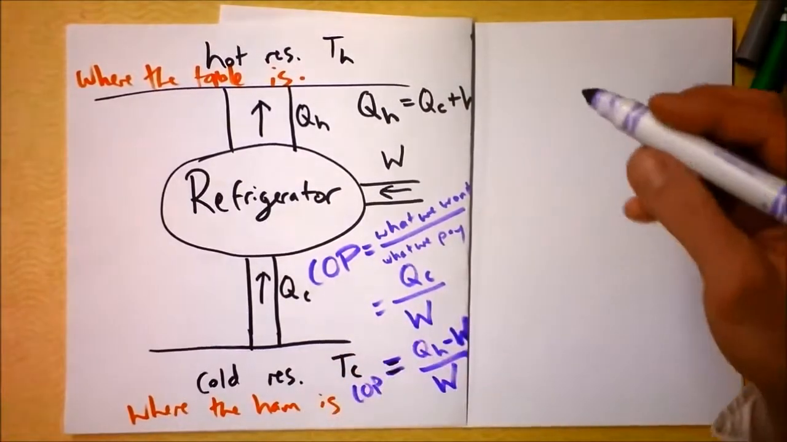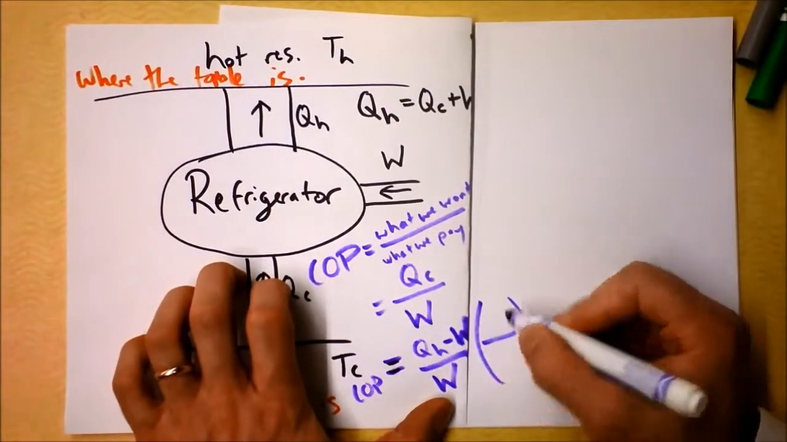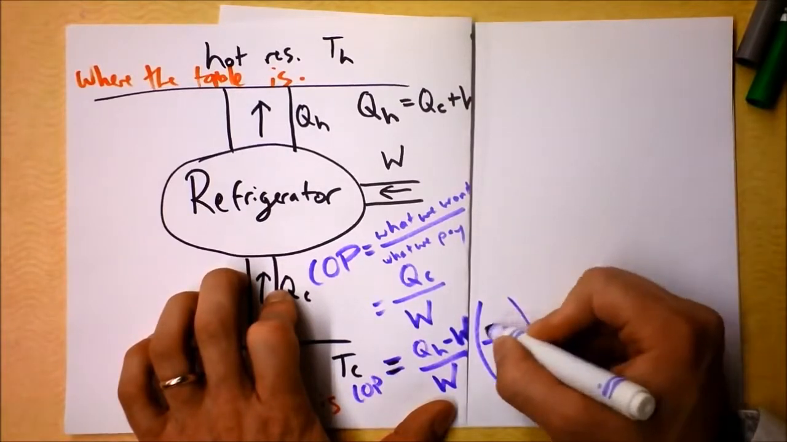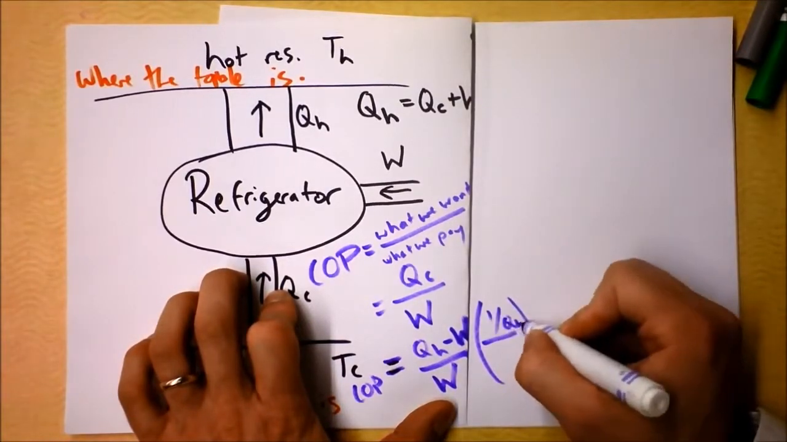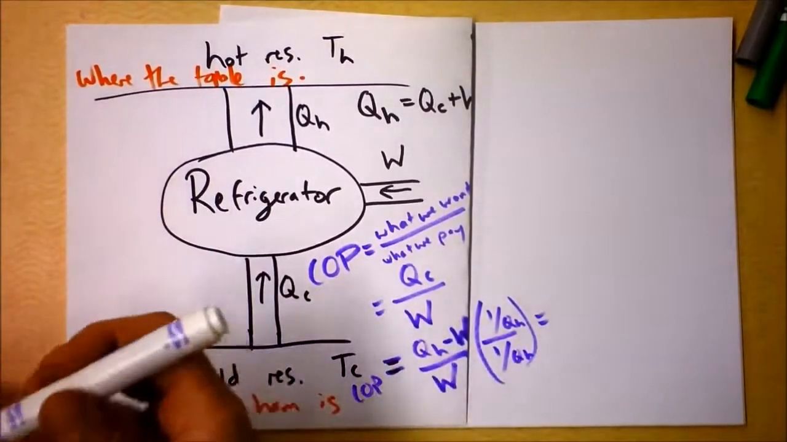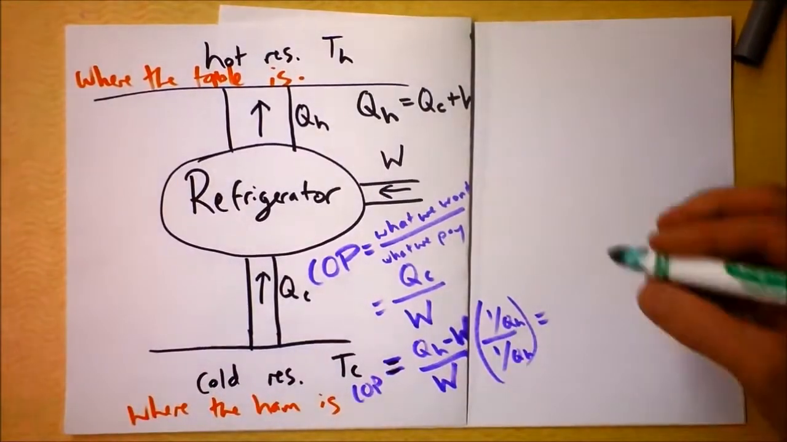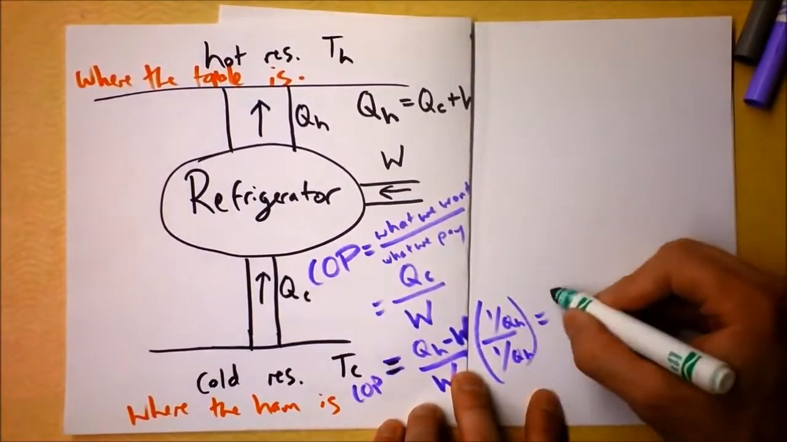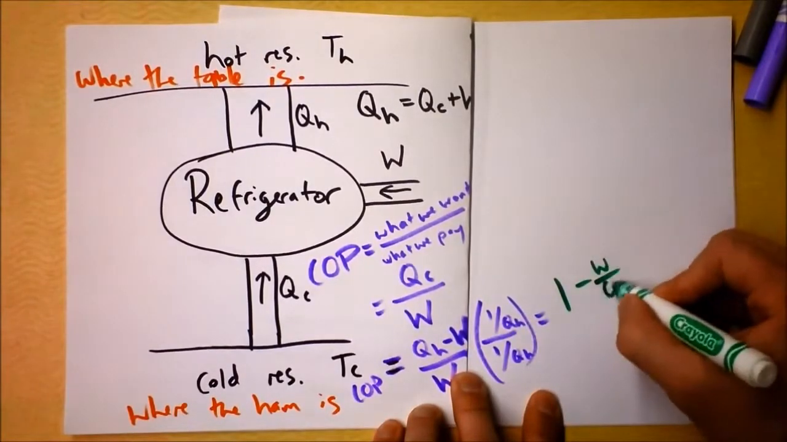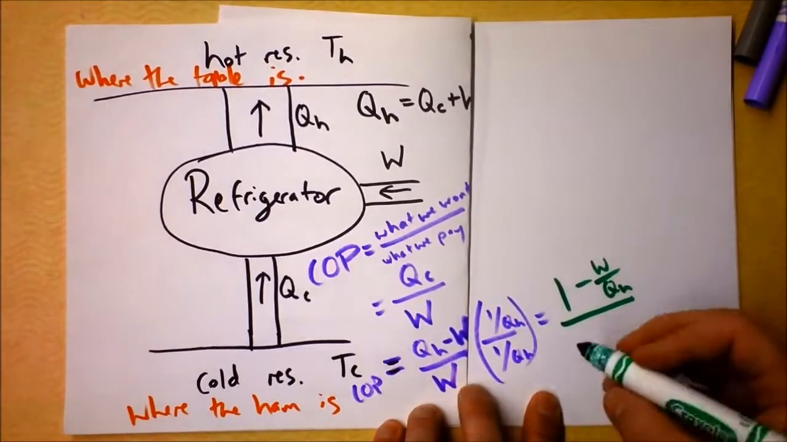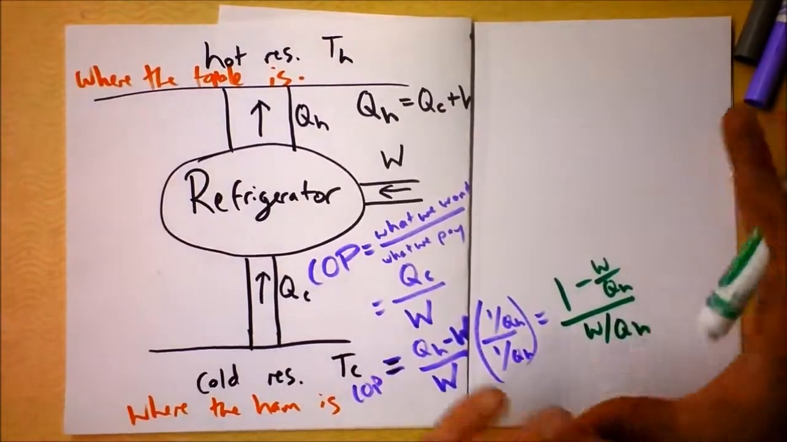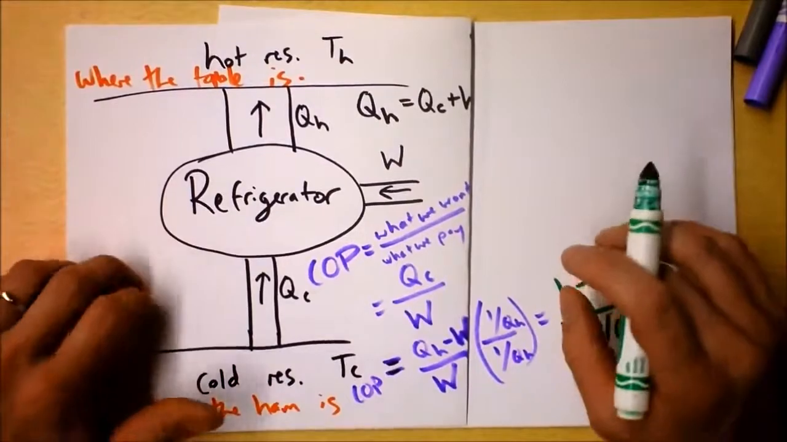And now I'm going to divide the numerator and the denominator by, what should I divide it by? Let's divide it by QH and see what happens. I'm going to say this divided by QH and that divided by QH. And that won't change my answer at all, but as I distribute this, I'm going to get QH divided by QH is 1, and then I subtract W over QH, and then I divide that by W over QH. W over QH is kind of an efficiency, right?